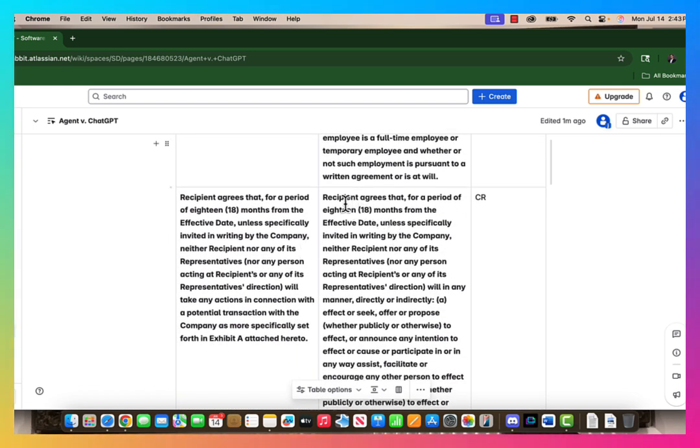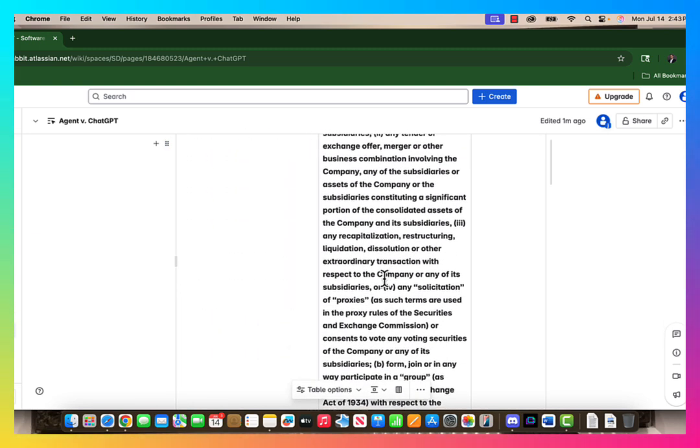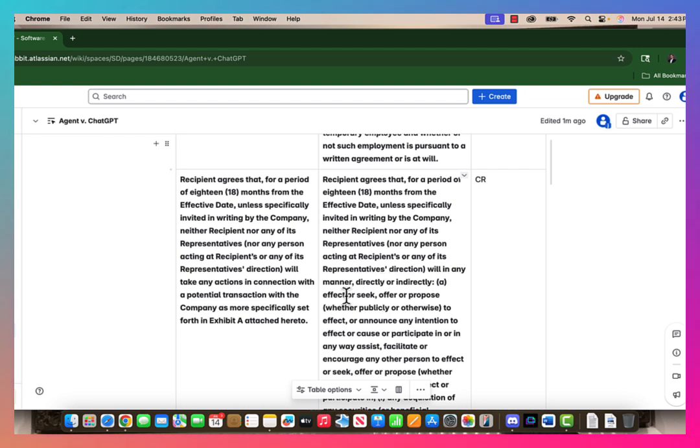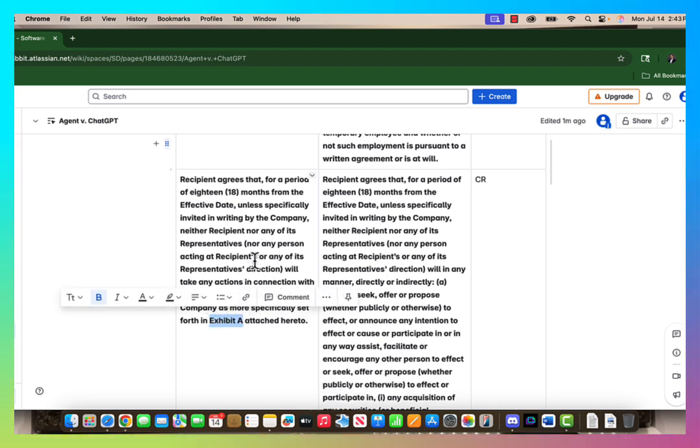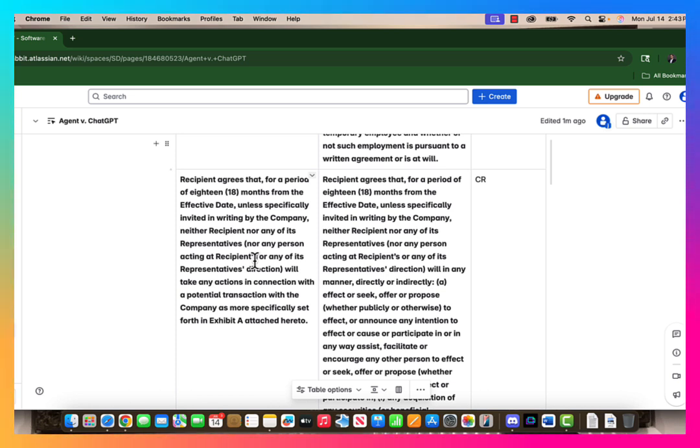So this is a perfect example here. All three precedents included this very, very long standstill provision. And in a sense, ChatGPT recognized that, but then the standstill that it added in is very, very different, much shorter, not as effective, and it even hallucinated an exhibit to the contract that, of course, does not exist.